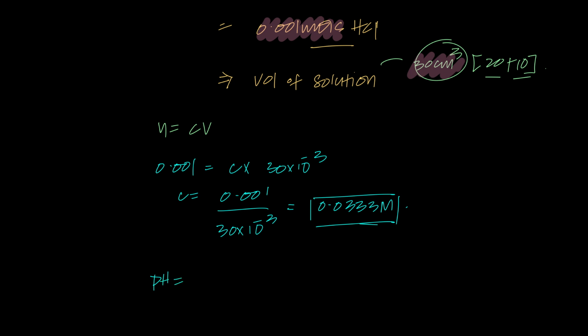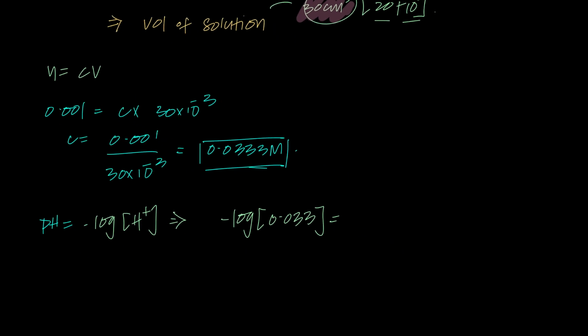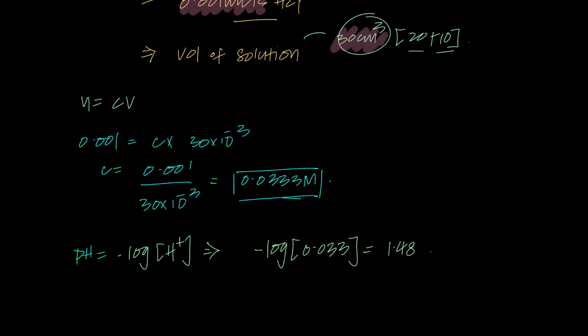The pH is what? Negative log of hydrogen ions, right? And so you guys can absolutely calculate it. Negative log of the concentration of hydrogen ions, which is 0.033. What do you get? It's 1.48. So understand that the moment I added 10 cm³ of NaOH, the pH actually increased, and this is the mathematical proof for it. You went from pH 1 to pH 1.48.